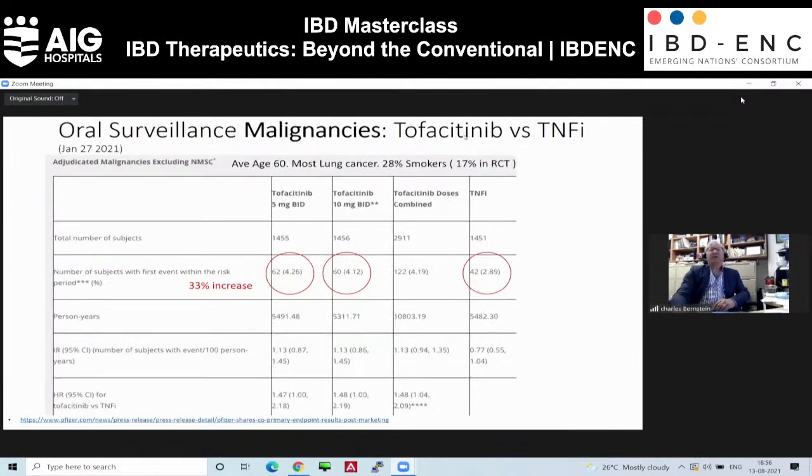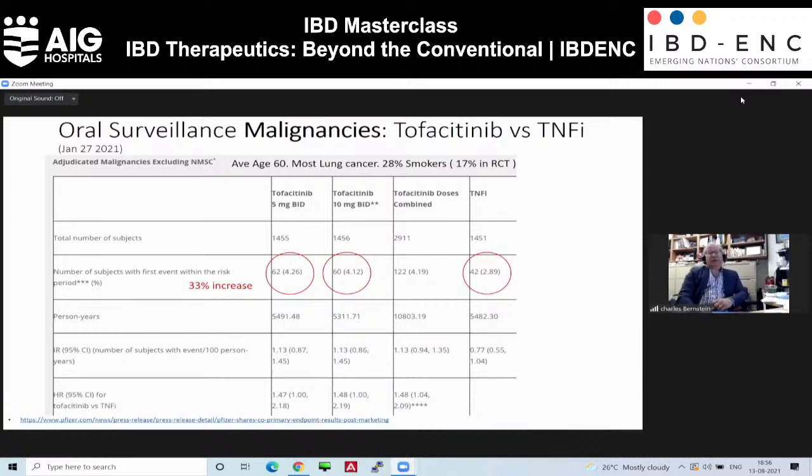And then with malignancies, and it was mostly lung cancers, there was a significant increased risk of TOFA 10 twice a day versus anti-TNF. So it gives us some pause, and it makes us think about, are these risks real? We need to see more phase 4 or real world data, but it does make us think about who we're going to be prescribing TOFA to.